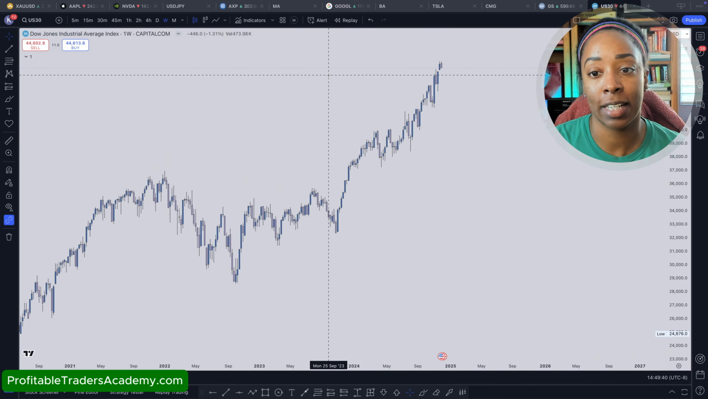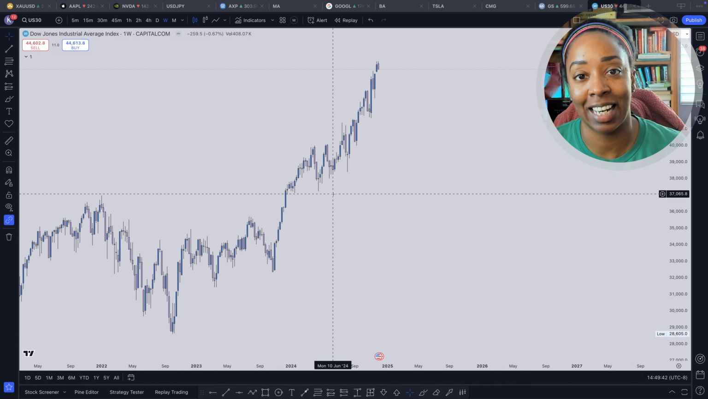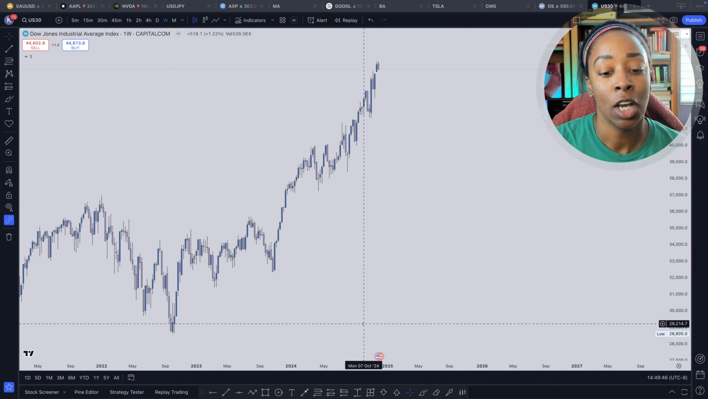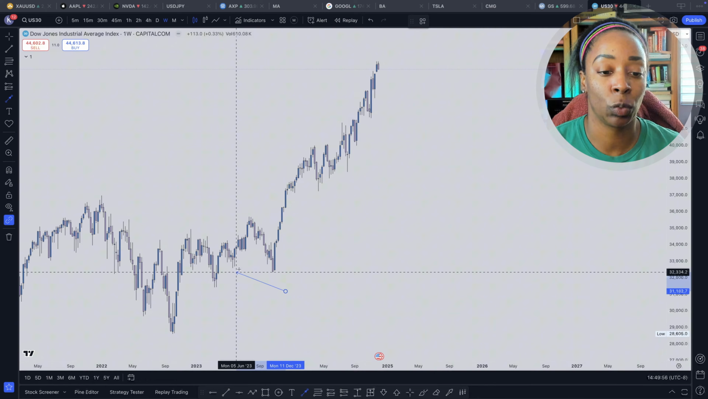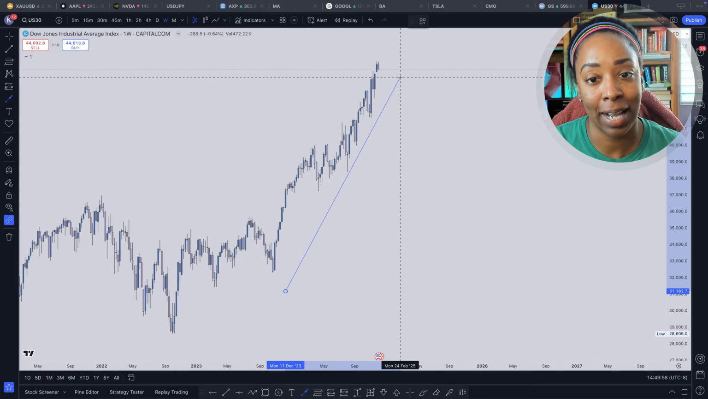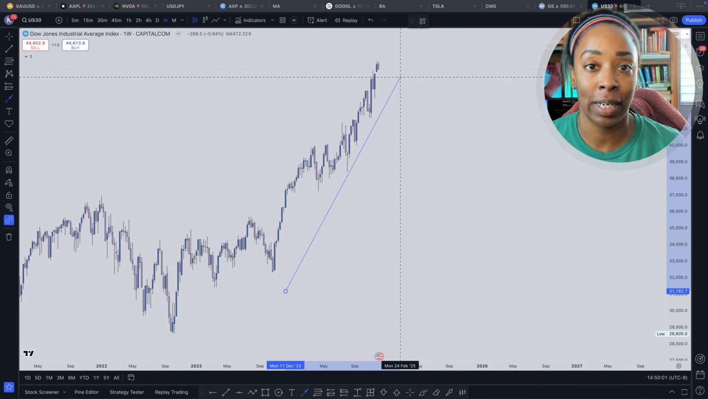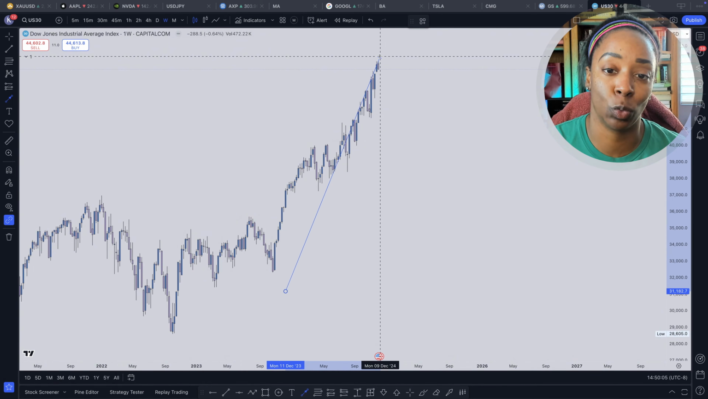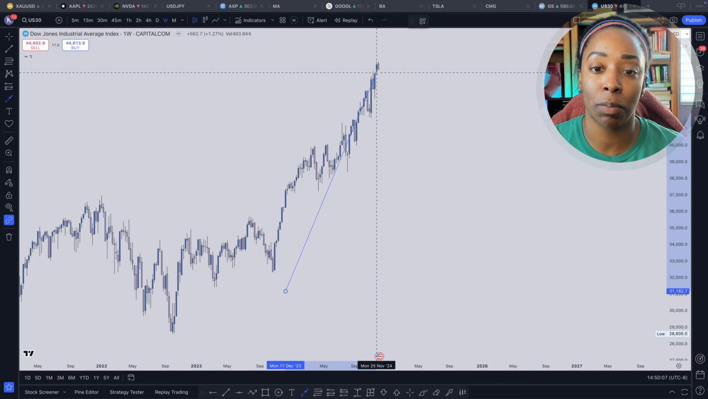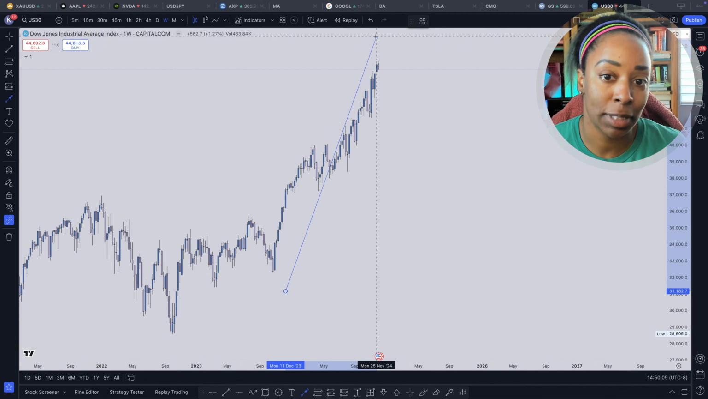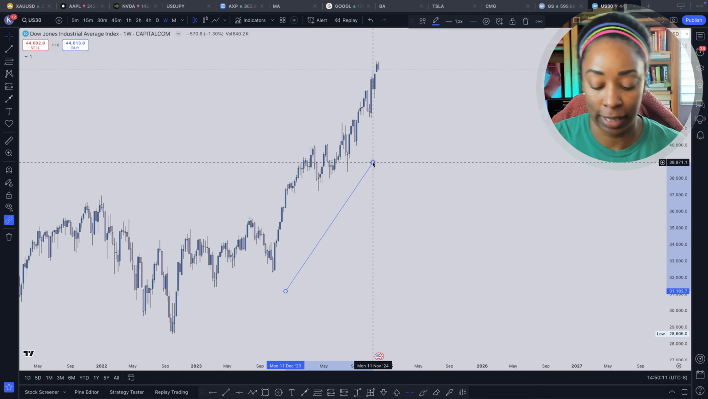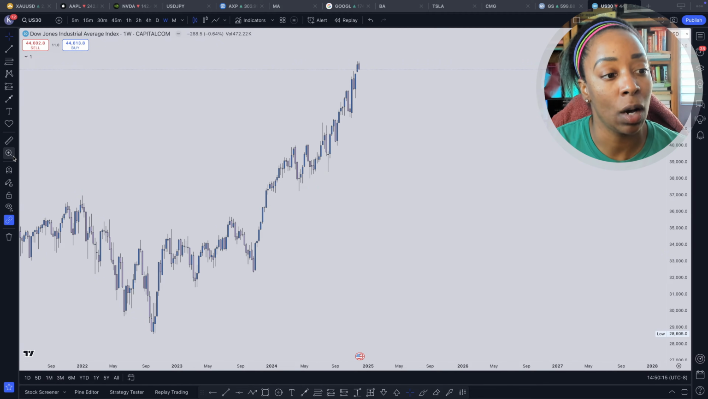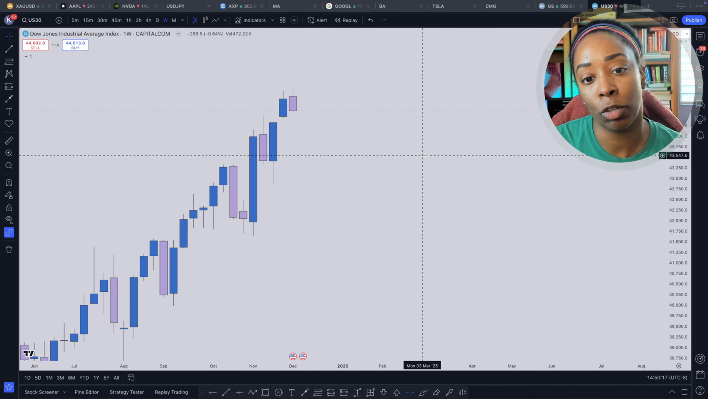So let's go ahead and start on the weekly time frame just to get a bigger picture or understanding of what is happening. You can see that this market has been in a really strong uptrend for the past couple of years. Now we're going into that third year here really soon, and the market is really steep. So could the market potentially go up? Absolutely. Could it go down? Absolutely.